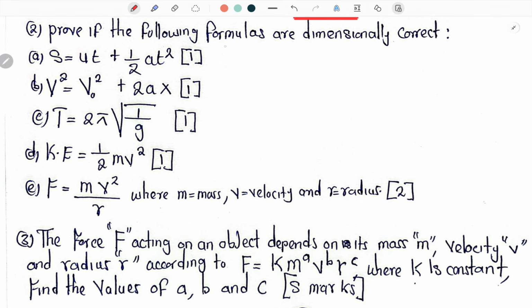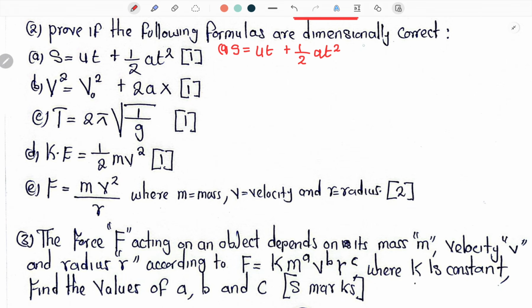The first one is simply displacement. S is equal to initial velocity u multiplied by some time t, then they say plus 1/2 at to the power 2. Now, we know that 1/2 is dimensionless.